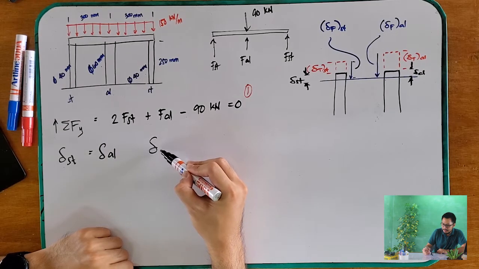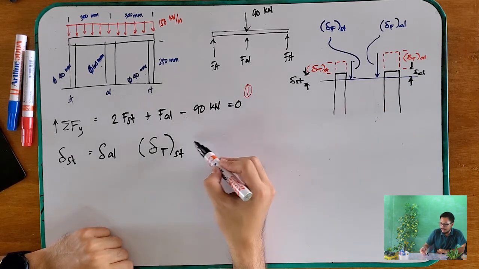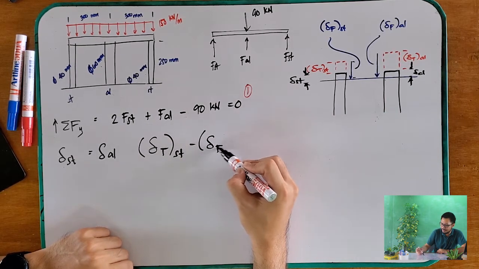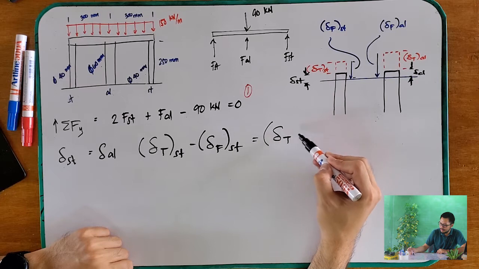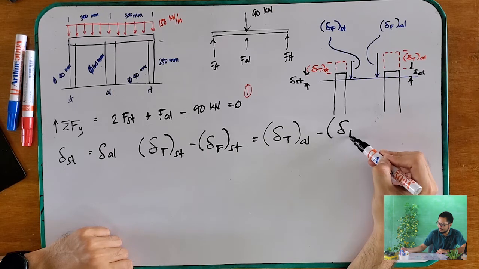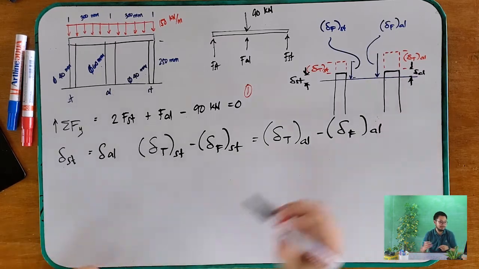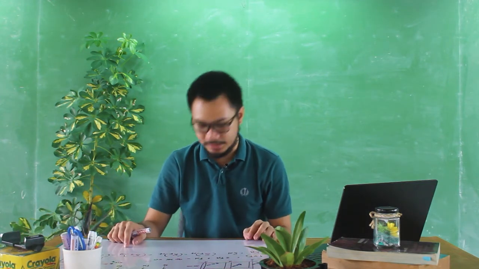Okay. So therefore, first, the change in temperature is positive since the length increased, so delta T of steel minus your delta F of your steel is equal to delta T of your aluminum minus the delta F of your aluminum. Okay. So now we have this one.